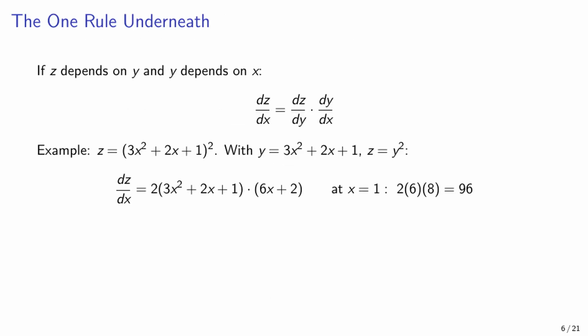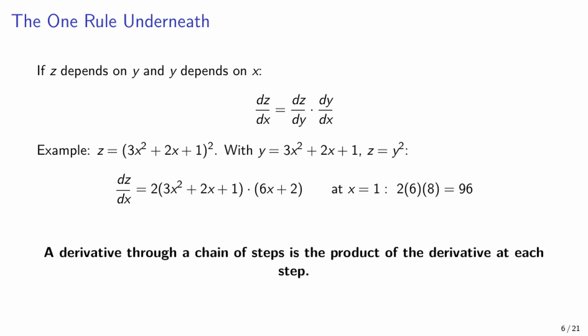Now, the rule that makes the backward pass possible: if z depends on y and y depends on x, then the derivative of z with respect to x is the product of the two local derivatives along the way. That is the whole chain rule. Say it in words, because we will lean on it constantly. A derivative through a chain of steps is just the product of the derivative at each step.